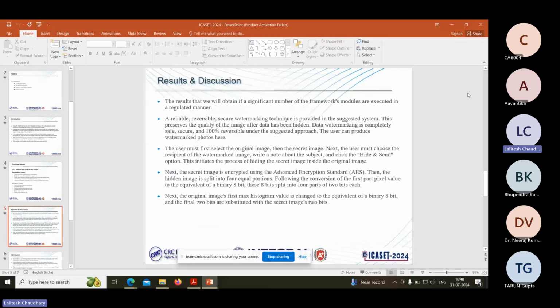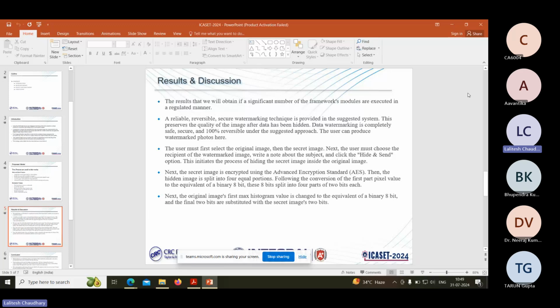Result and discussion. The result that we will obtain if the significant number of the watermarking framework modules are executed in a regulated manner. A reliable, secure watermarking technique is provided in the suggested system that prevents loss of the quality of the image after data has been hidden. Data watermarking is completely safe, secure, and 100% reversible under the suggested approach. The user can proceed with the watermarking photos here.